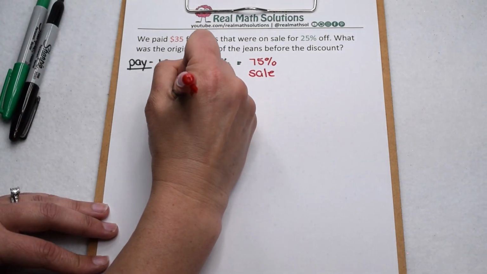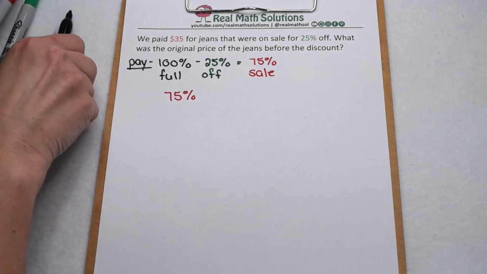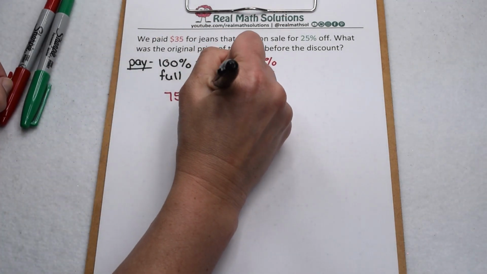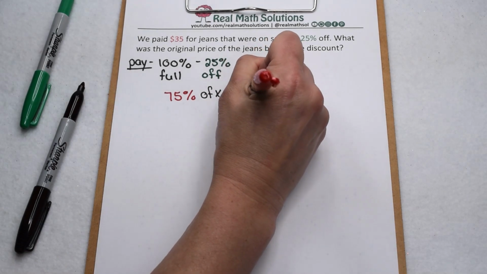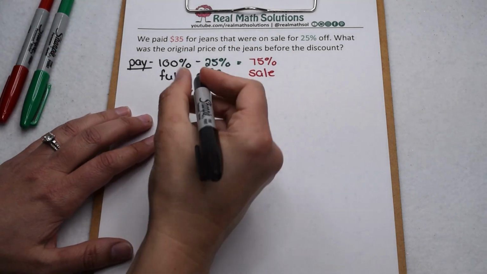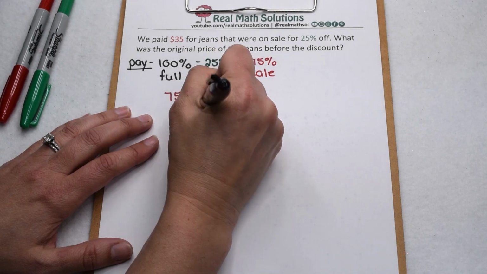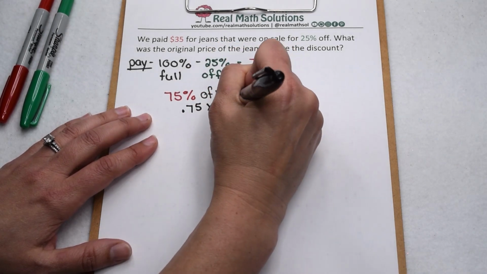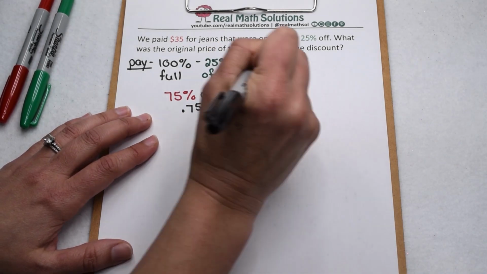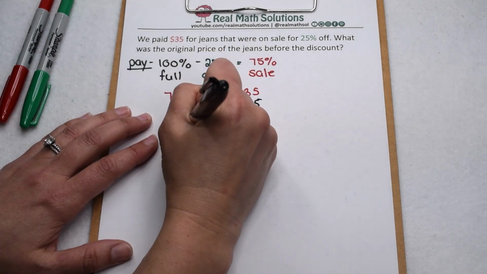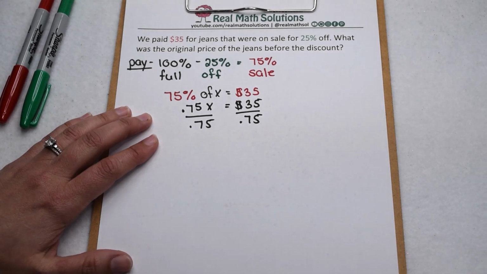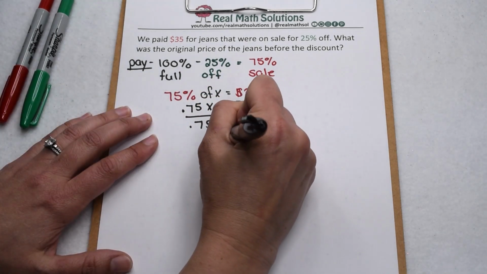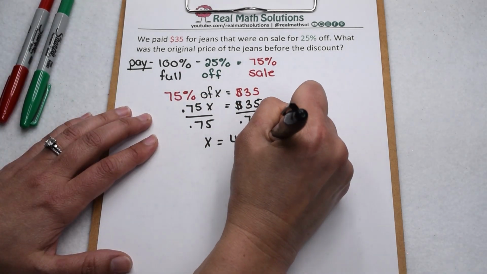So somewhere along the way, somebody figured 75% of whatever the original cost was gave us $35. Well, we can now make that into an equation and solve it. Change 75% to a decimal. Of is our keyword for multiplication. So 75/100 x gave us $35. To undo that, we're going to divide both sides by 75/100. When we divide 35 by 75/100, that comes out to give us 46.6 repeating.